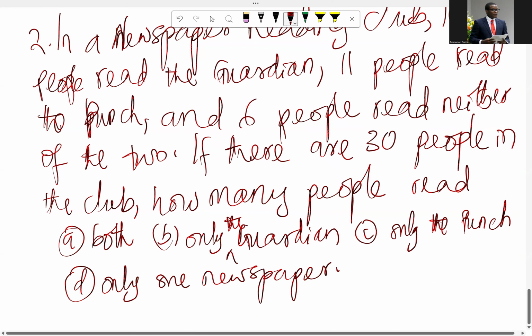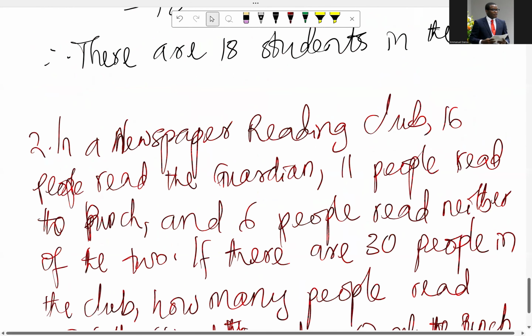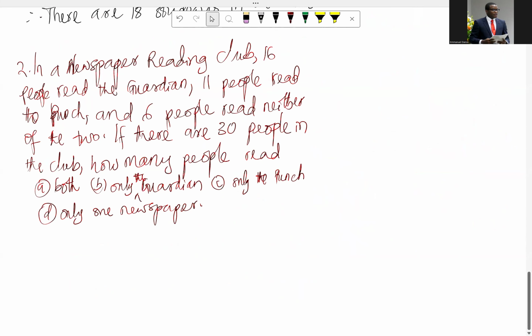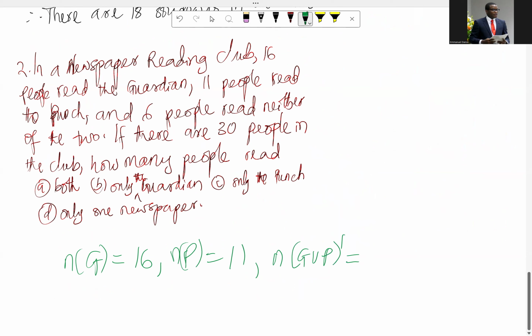So let's go for this now. In a newspaper reading club, 16 people read the Guardian, so we say n(G) is 16. Then Punch, we have 11 people reading that. That's the cardinality. Then 6 people read neither of the two, that's n of (G union P) prime, those who are outside, is equal to 6. Then the universal set, we already have that to be 30.